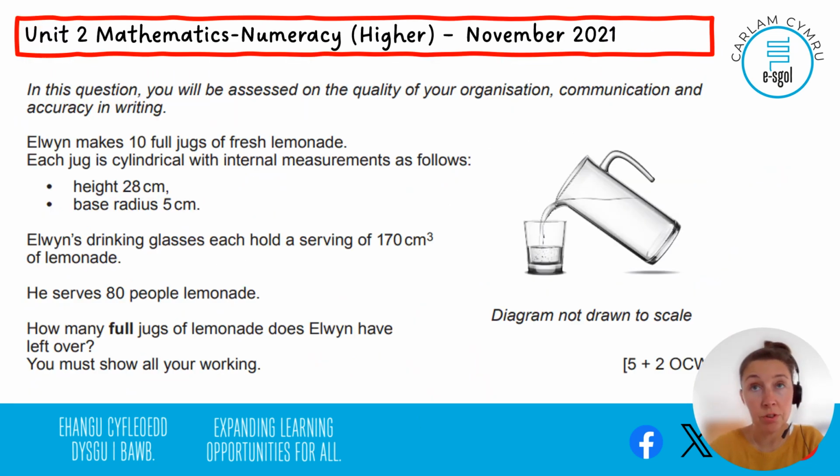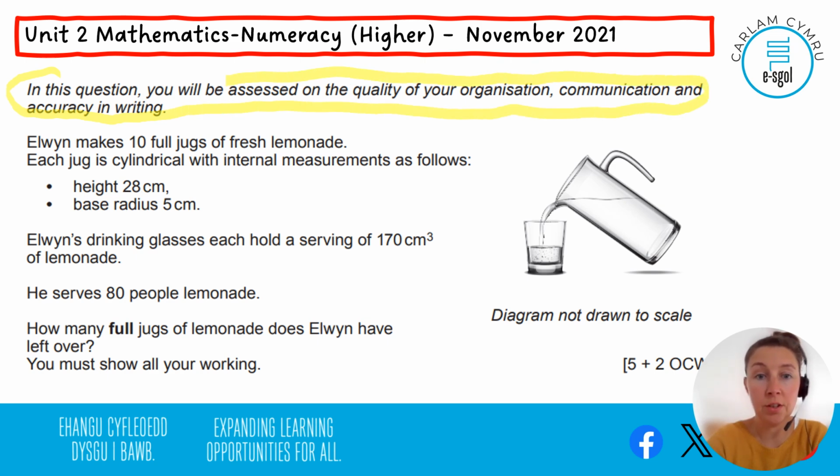So this is your second example from the November 2021 paper. Again, if you get your highlighter ready, you'll see at the beginning of the question that you will be assessed on the quality of your organisation, communication and accuracy in writing. So the question: Elwyn makes 10 full jugs of fresh lemonade. Each jug is cylindrical with internal measurements as follows.